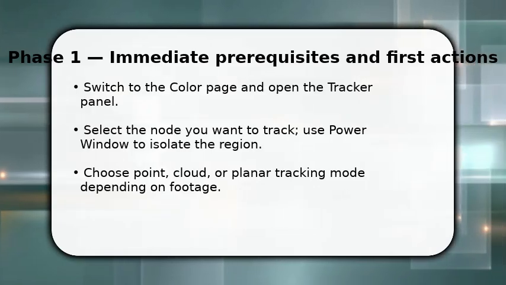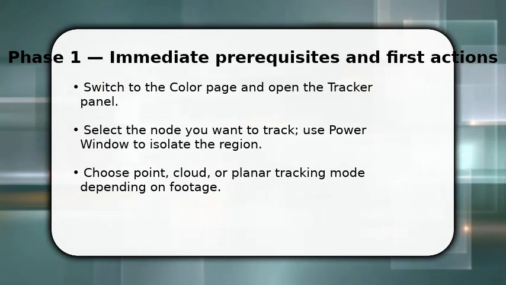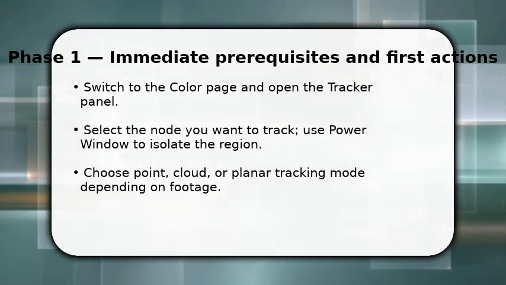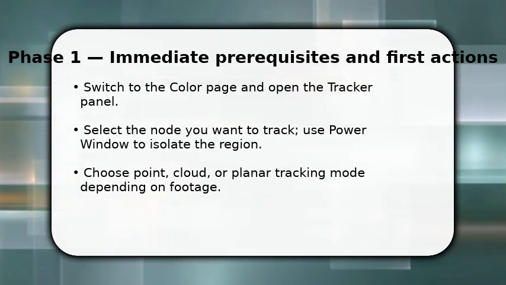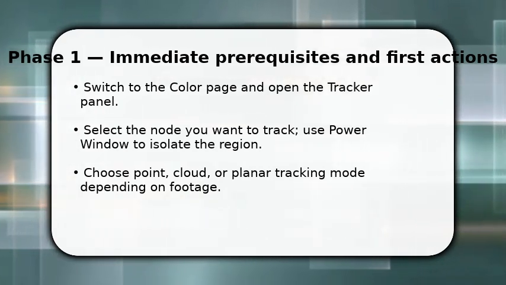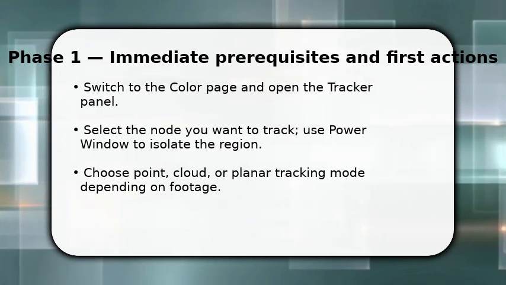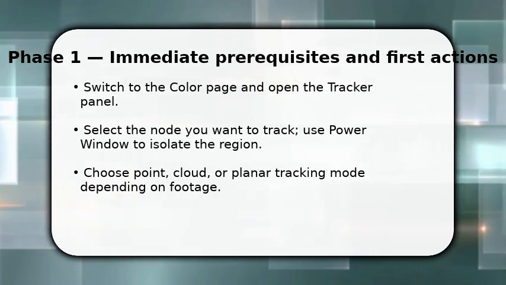You start on the color page, open the tracker panel and select the node with the effect or grade you want to follow. Draw a power window around the subject so the tracker has focused detail. Once done, pick a tracking mode: point for small details, cloud for texture, planar for surfaces.